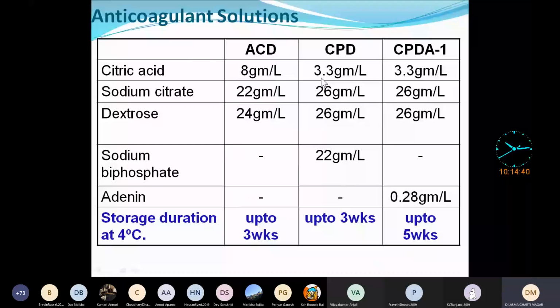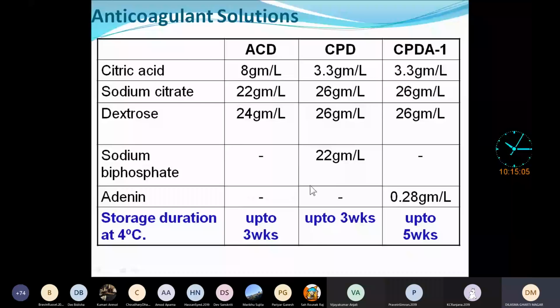In the case of CPD also, see here, the citric acid is 3.3 gram per liter, sodium citrate is 26 gram per liter, and dextrose is 26 gram per liter. So here, more than the ACD, the glucose is more, isn't it? And the sodium biphosphate, or phosphate, is 22 gram per liter. Here it also stores for 3 weeks, but it is better than the ACD. And now we'll come to the CPDA one.